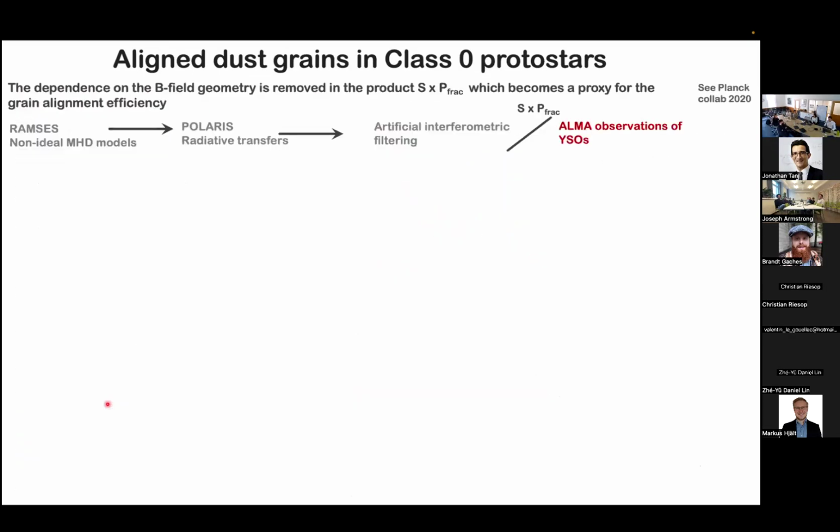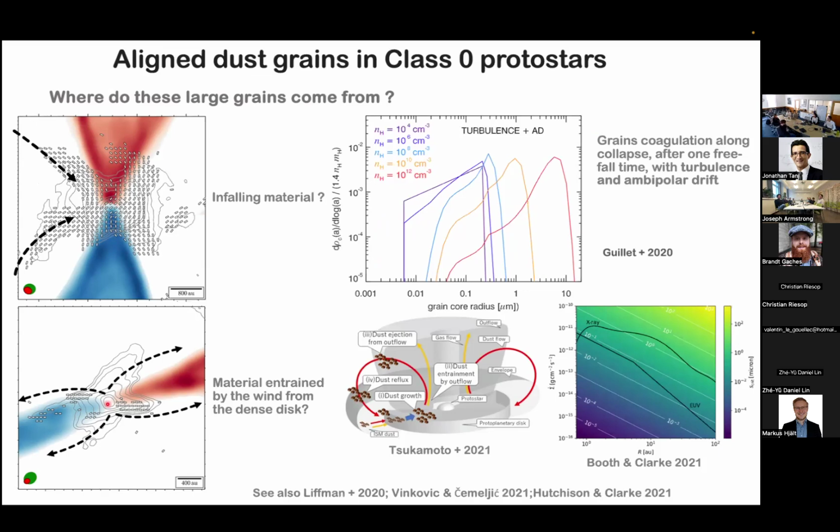Can I ask a question real quick? Sure. For the two plots over there, you're showing that it's either infalling material or material entrained going outwards, right? But how do we know it's infalling or outgoing just from the plots?